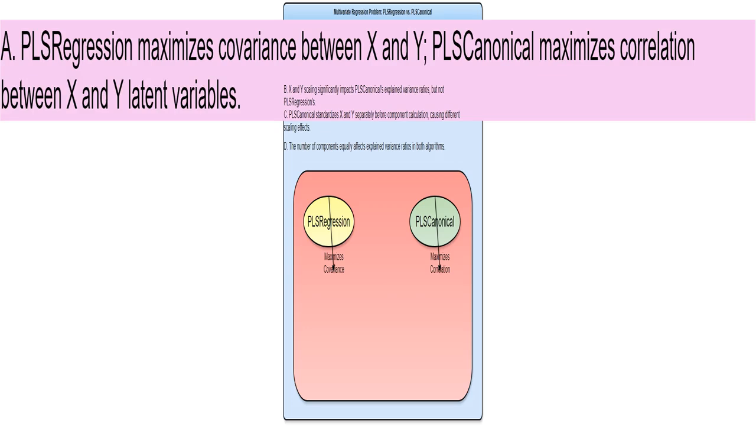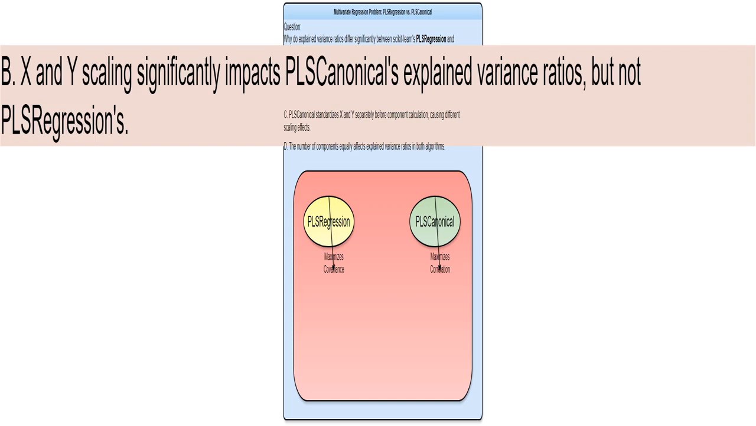Here, I'm highlighting how scaling, changing the size of the numbers in datasets X and Y, affects the results. PLSCanonical is greatly affected by this. However, PLS regression, less so. This points out that PLSCanonical does something specific to datasets X and Y before analyzing them. It is called standardization. It makes them all have the same average and spread of numbers. This has a big impact on how the results turn out, unlike PLS regression.